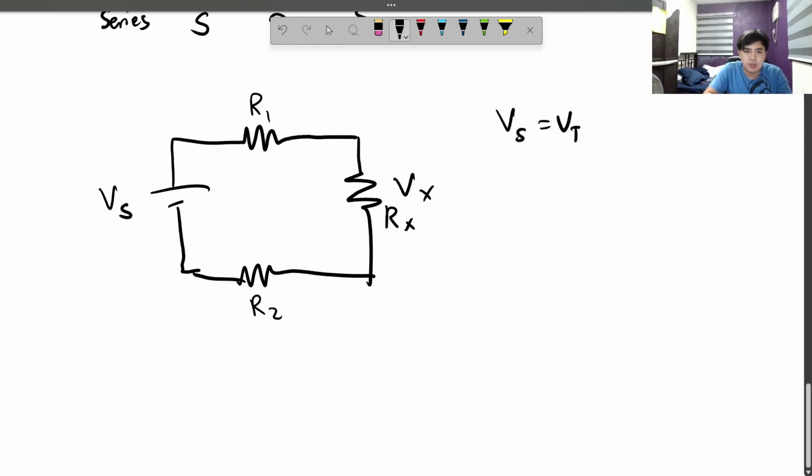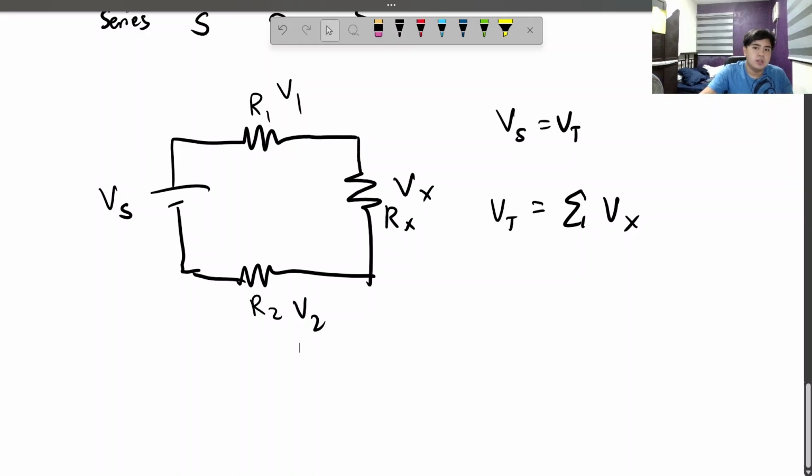The voltage source must be equal to the voltage drops of all of this, but the negative of the voltage drops in terms of the algebraic sum. So this means that Vt is equal to the sum of all Vx. There's also V1 and V2 here, and this is Vx, all the sum of Vx.